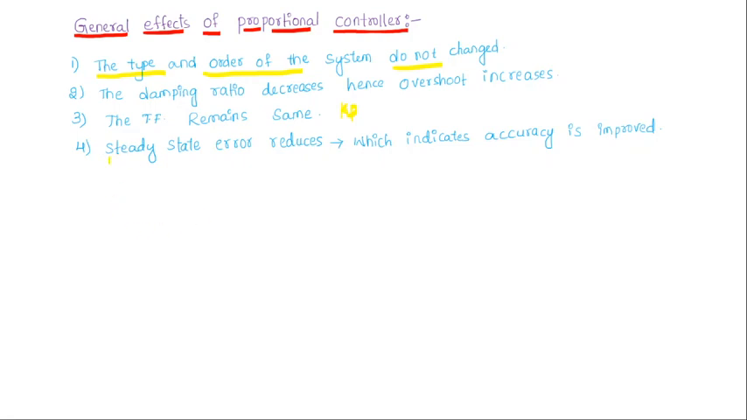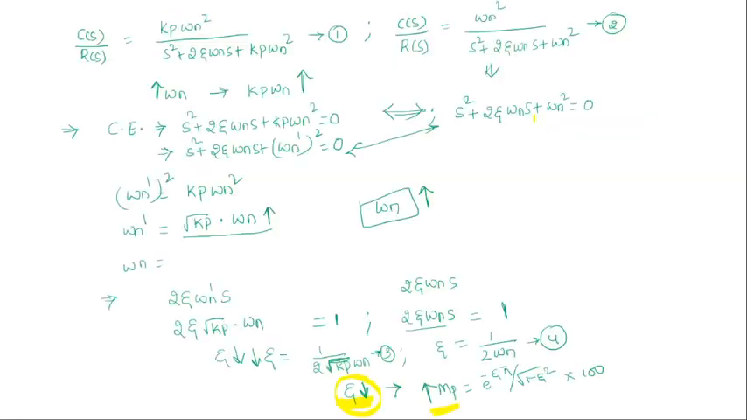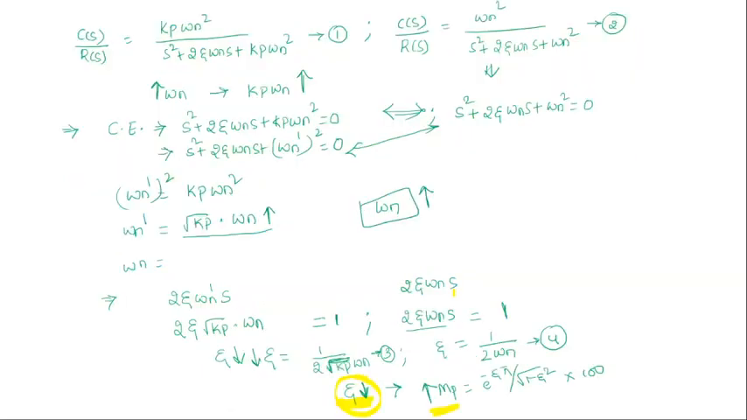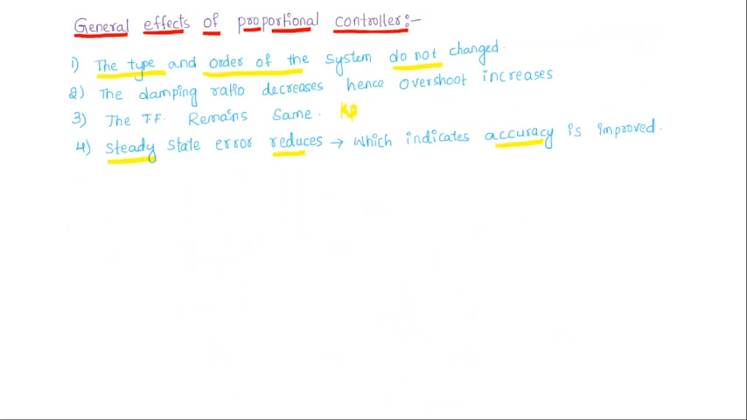And the steady state error decreases, which indicates the accuracy is improved. In the first case we already discussed that the steady state error will be decreased by increasing the Kp value. That means the error is decreasing, so the accuracy of the system will be increased. These are the general effects of adding the proportional controller.